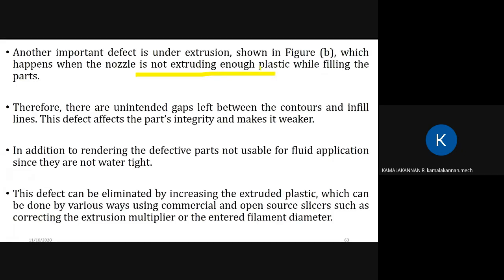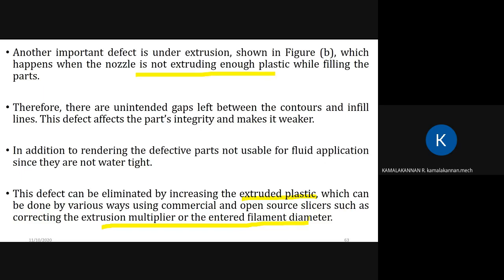And there are some unintended gaps left between the contours and infill lines. This defect affects the part's integrity and makes it weaker. Yes, we can even say we cannot use such a product. Okay, these defects can be eliminated by increasing the extruded plastic, which can be done in various ways using commercial and open source slicers, such as correcting the extrusion multiplier or the entered filament diameter.